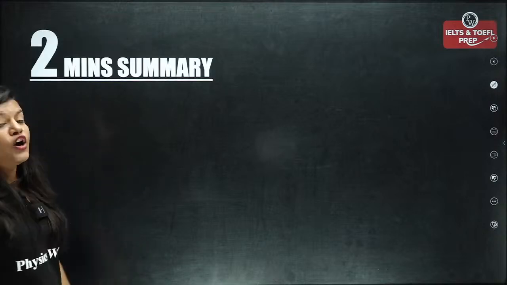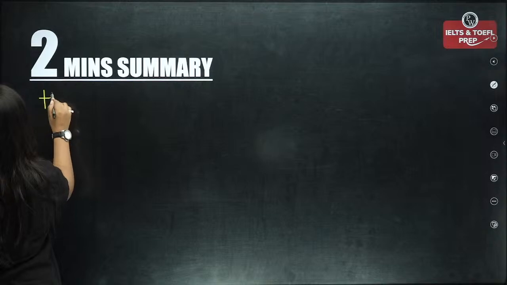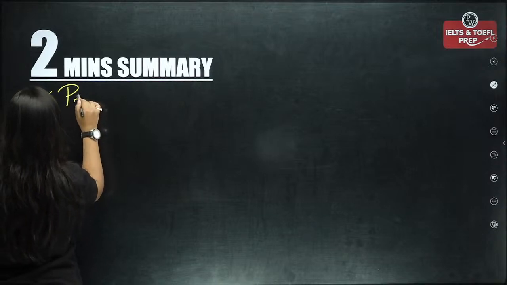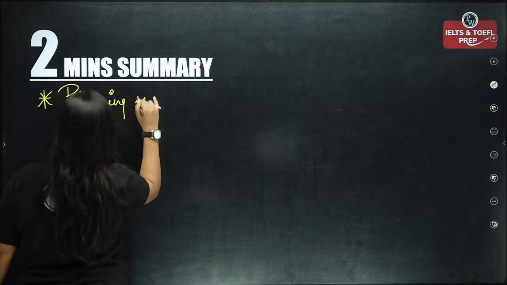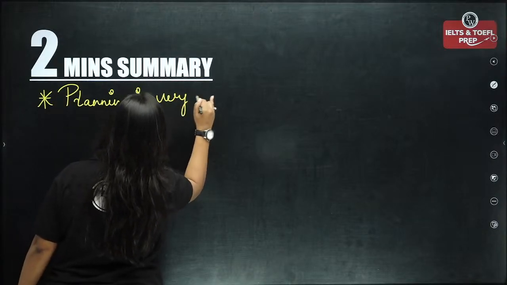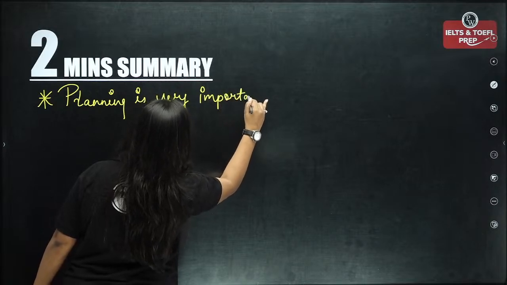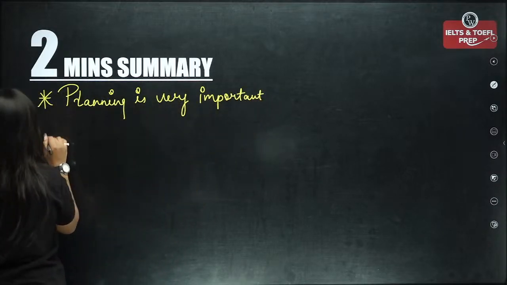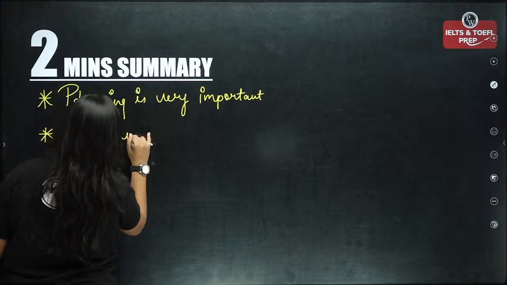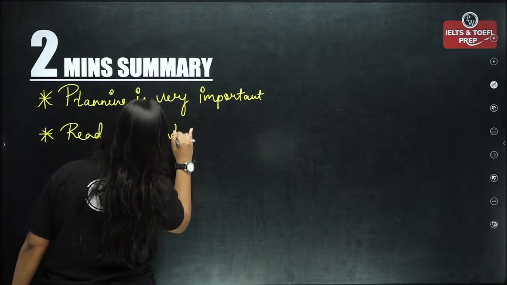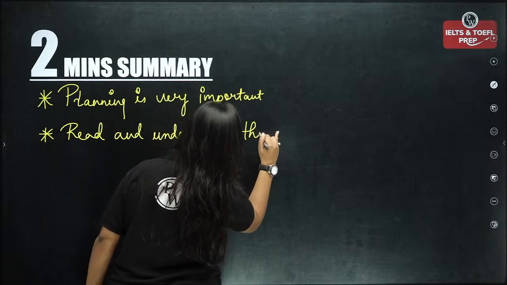Now let's talk about the 2-minute summary and what we have learned so far. First of all, planning is very important. Next, read and understand the passage properly. When I say understand the passage, I mean the meaning.